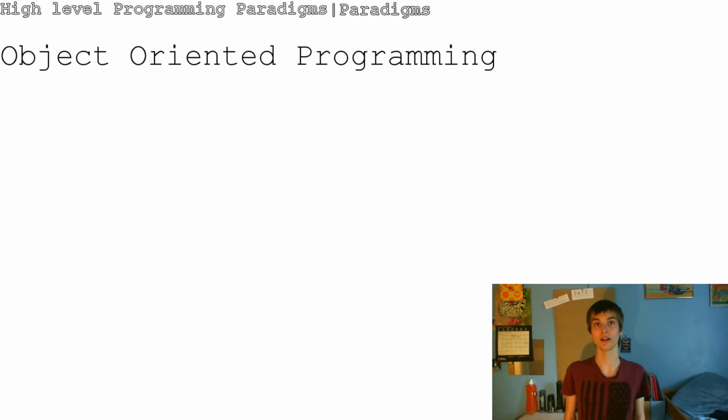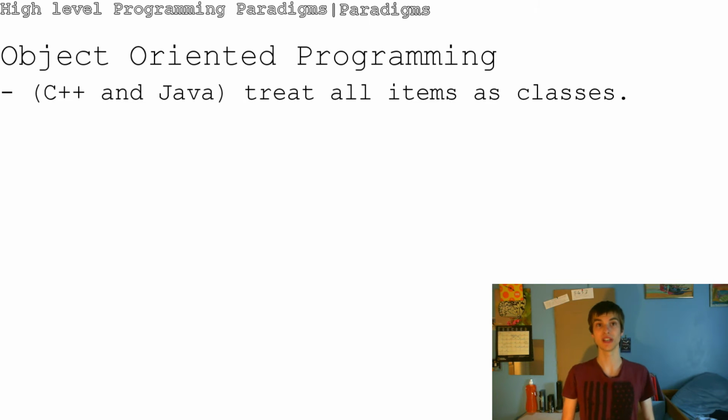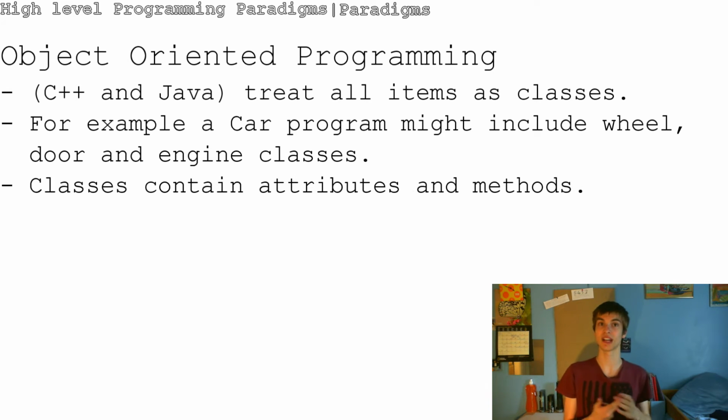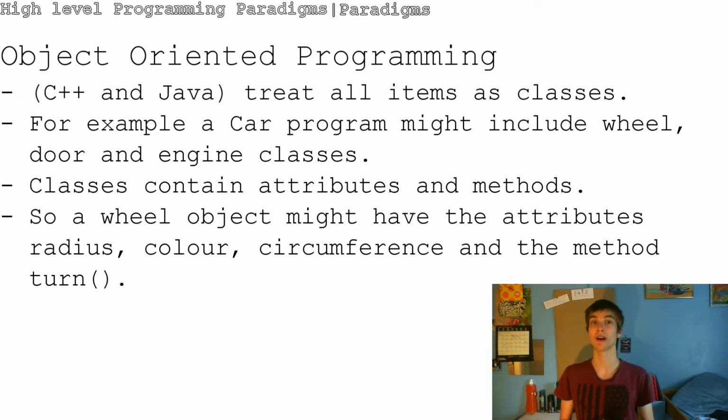Object-oriented programming, so C++ and Java, treat all items as classes. For example, a car program might include wheels, doors, and engine classes. Classes contain the attributes and methods, so a wheel object might have the attributes radius, color, circumference, and the method turn, with brackets, so let's say 17.